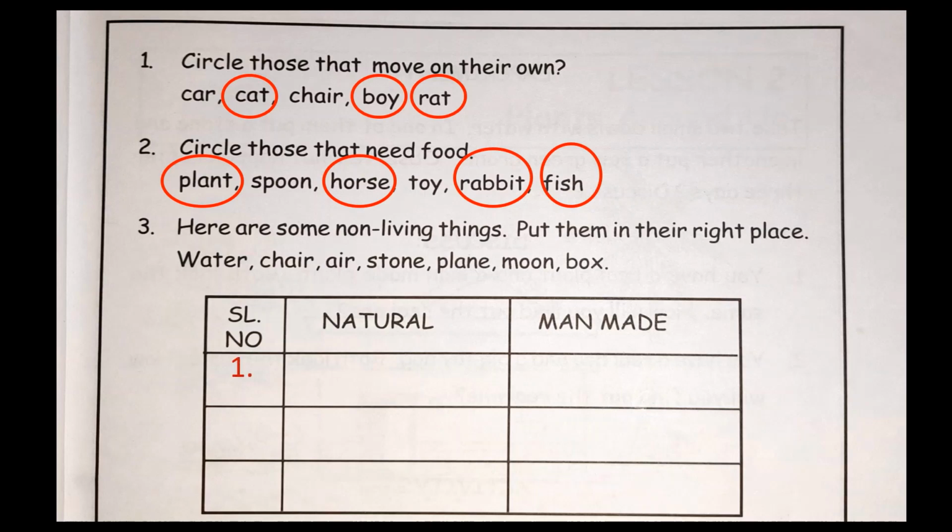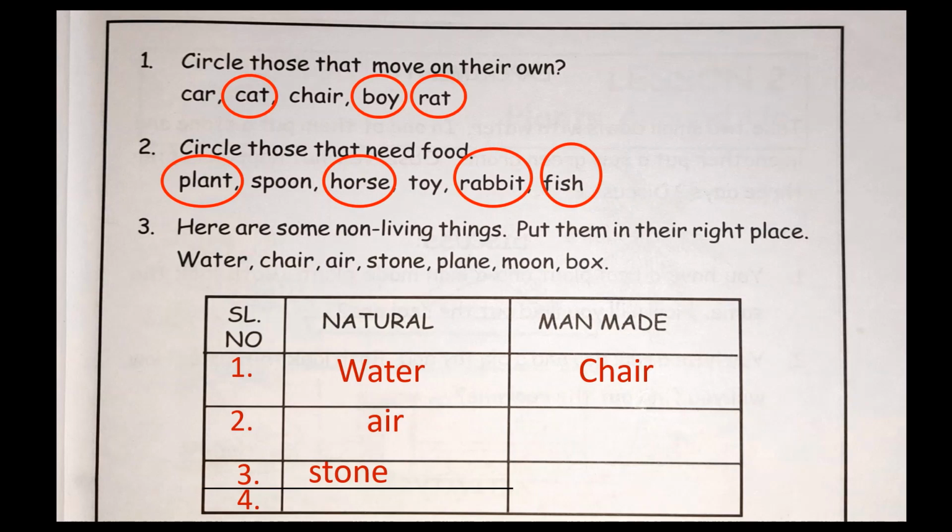Now think, children, whether water comes under natural non-living thing or man-made non-living thing. Water is a natural non-living thing. Very good. Now the second option is chair. Chair comes under man-made non-living thing. Very good. Next, air. Air is a natural non-living thing. Next, stone. Stone is a natural non-living thing or man-made non-living thing? Yes, it is natural non-living thing.